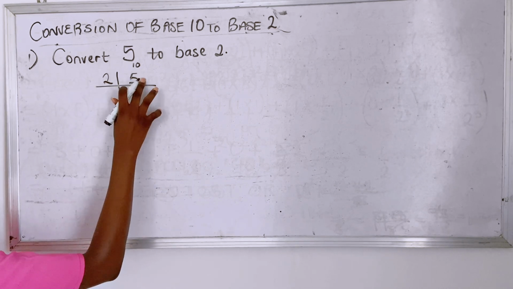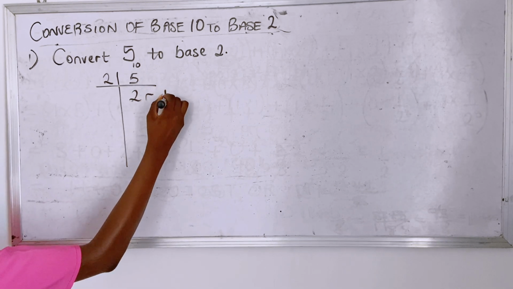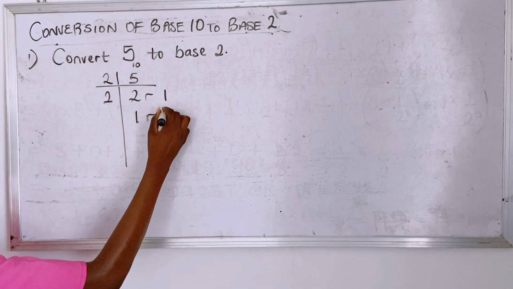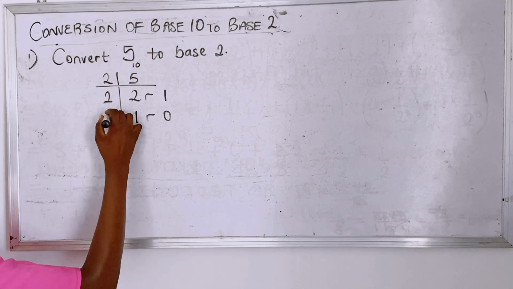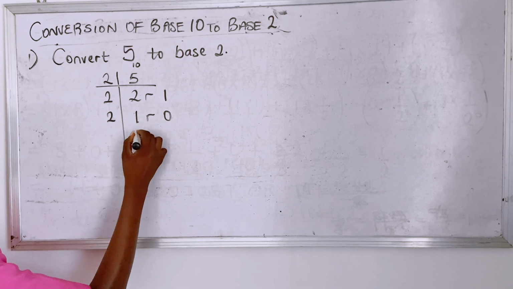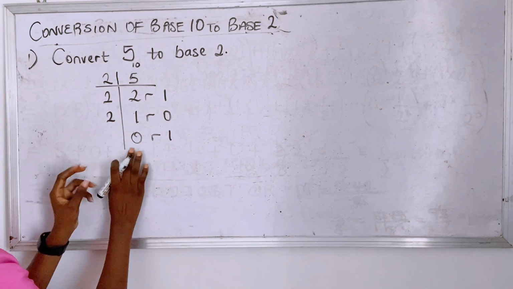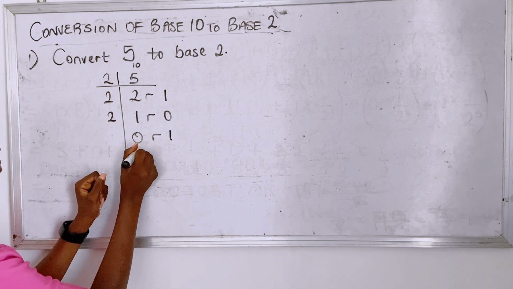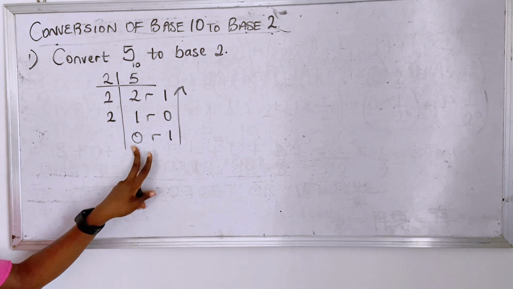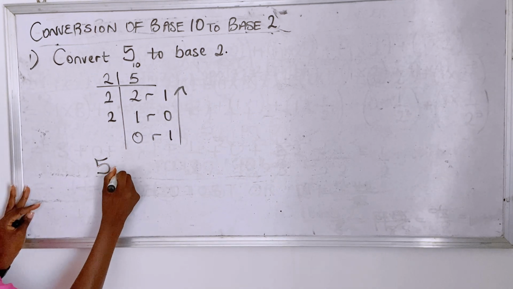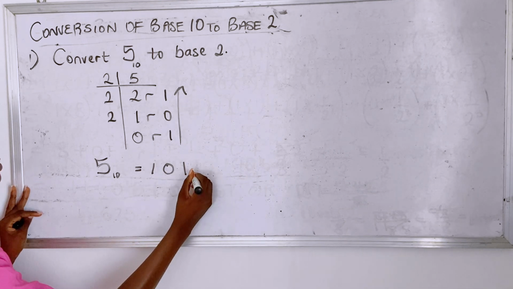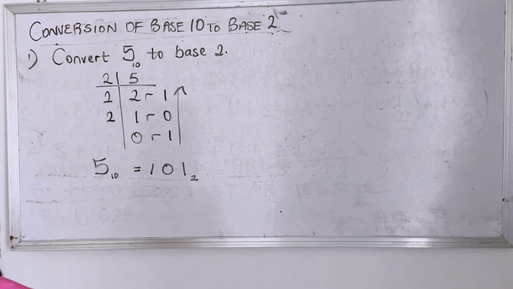So you say 2 in 5, that's 2 remainder 1, right? 2 again. 2 in 2, that's 1 remainder 0. 2 divided, like 1 divided by 2, or 2 in 1, impossible, right? Remainder 1. So once you get to this point where you have 0 here, remainder 1, just take your arrow upwards, right? So this gives you 5 to base 10 is, counting from below, 1, 0, 1, base 2. This is as simple as it can get, right?